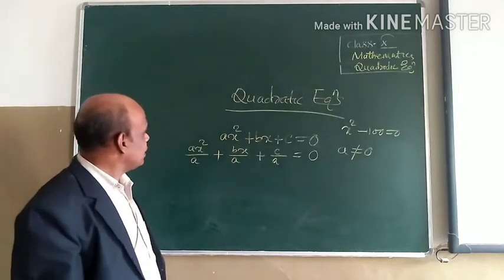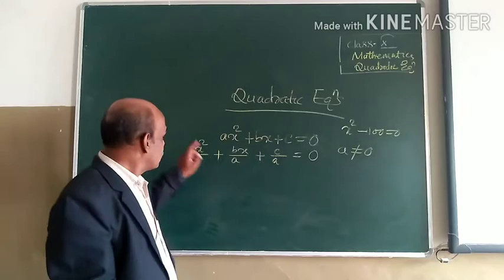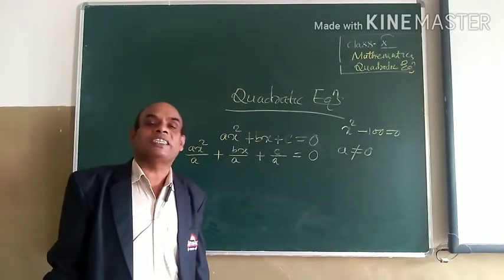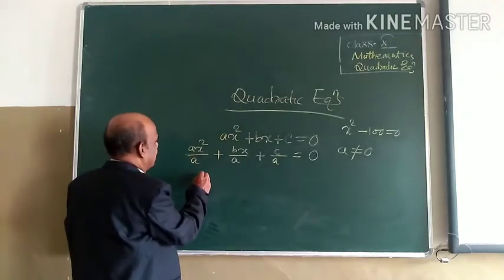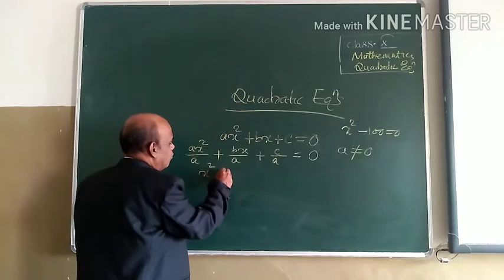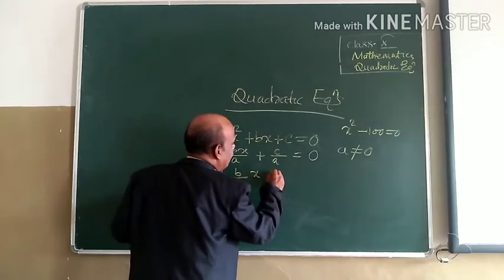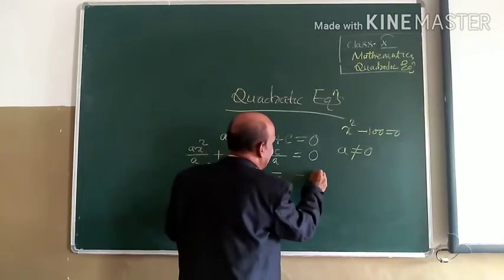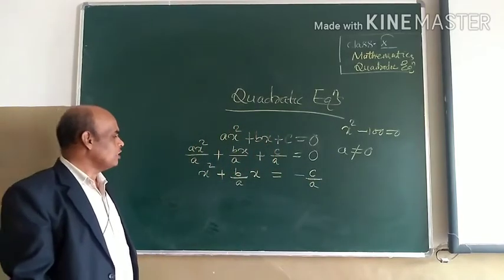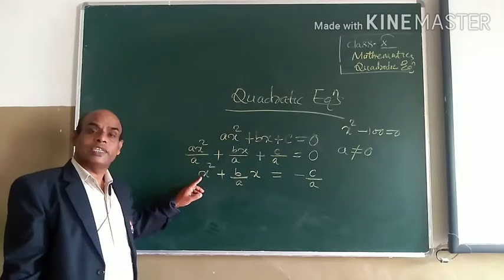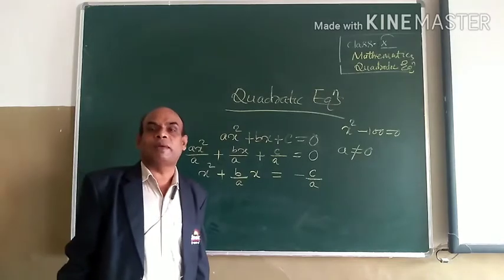Whatever the coefficient of x square is, first you divide by it in order to get x square alone. So what did I get? I got x square plus b by a into x is equal to, c by a will be taken to this side, minus c by a. So now you see, this is the equation we got: x square plus b by a into x is equal to minus c by a.